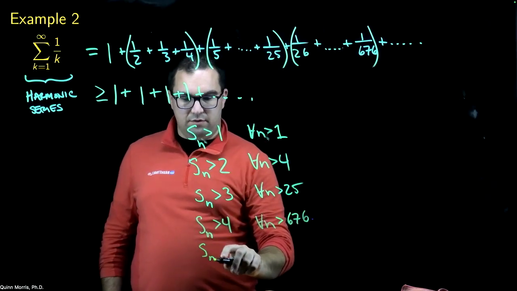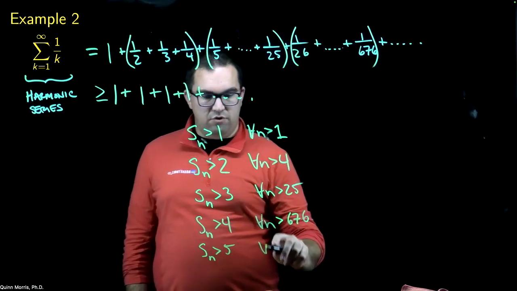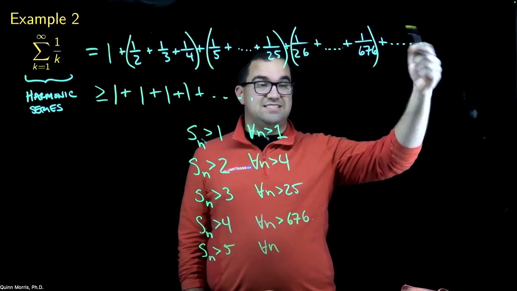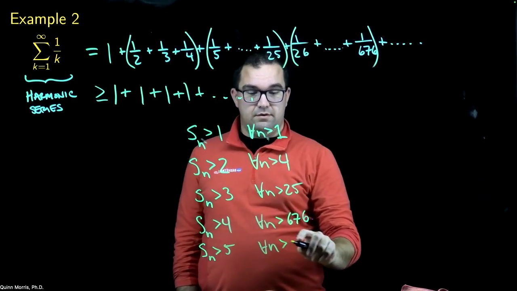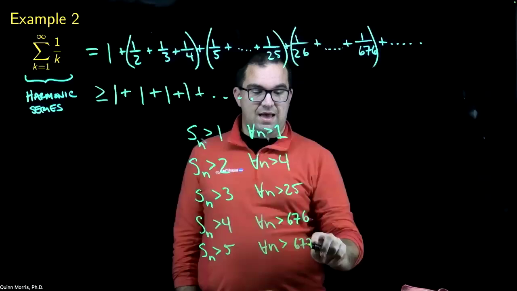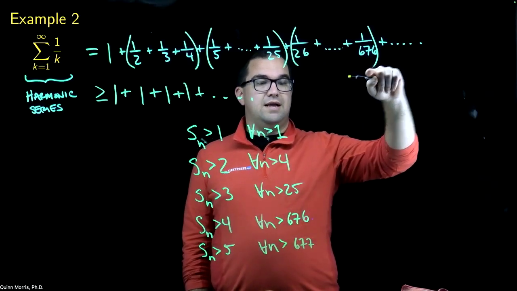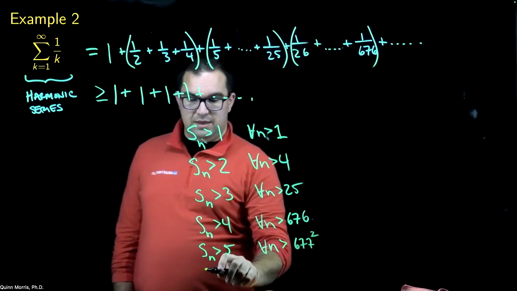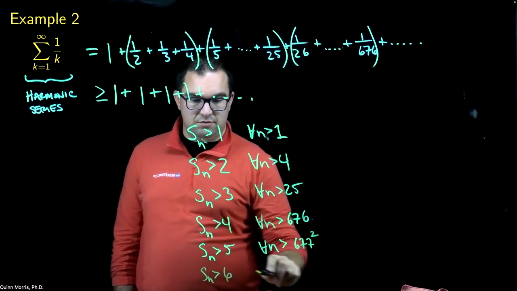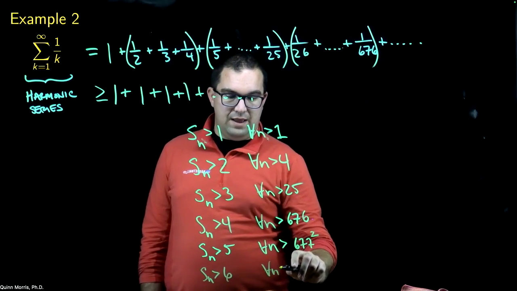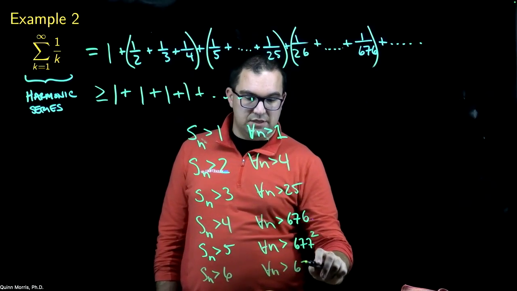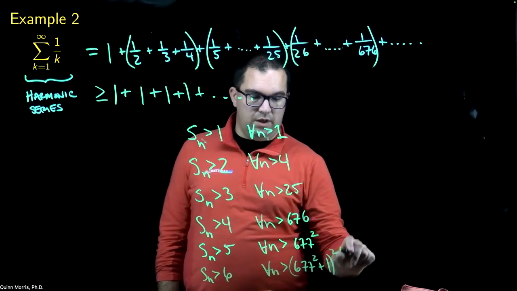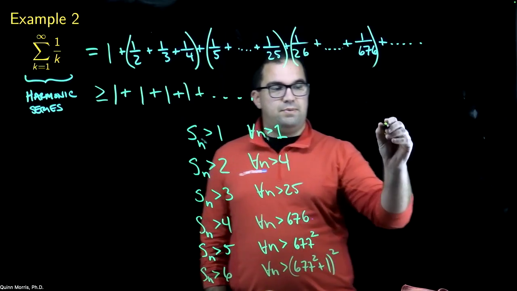And now you could repeat this, right? So this will get bigger than 5 for all n. Now what's going to happen? I'm going to go to the next one, which will be 677, right? I'll need to take that number and square it. And then this will get greater than 6 when, well, now let's see. I'm going to take the previous number, add 1 to it, and square that quantity. Okay. And so I could repeat this.